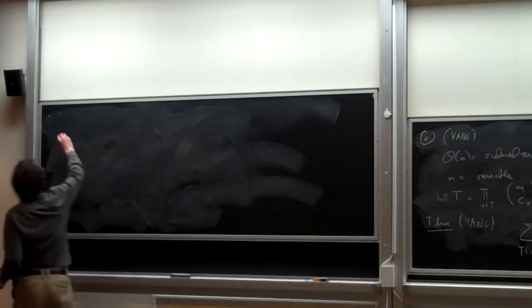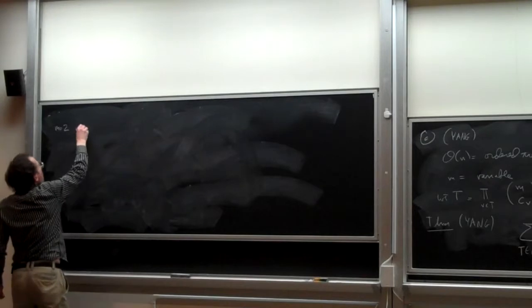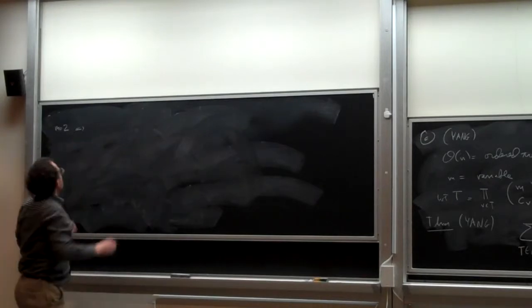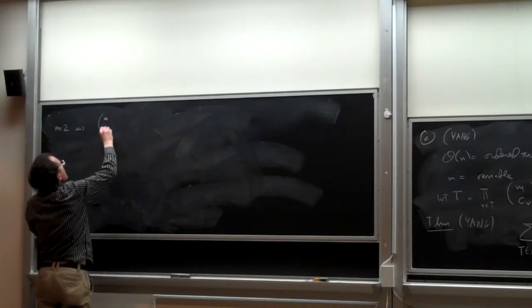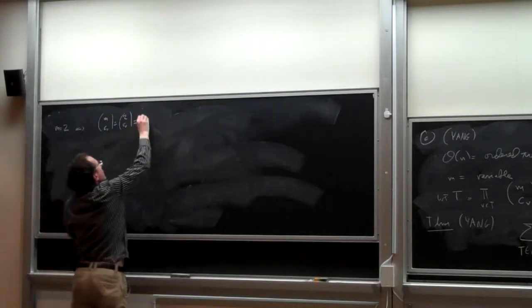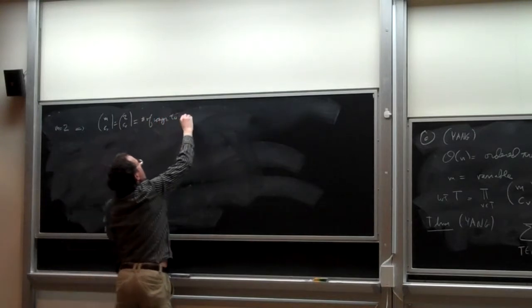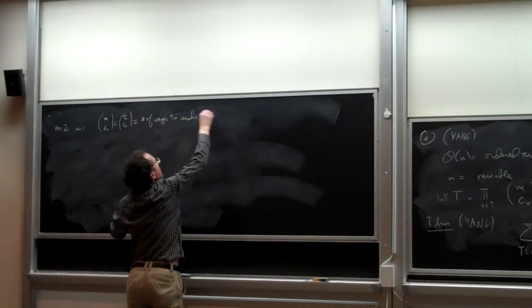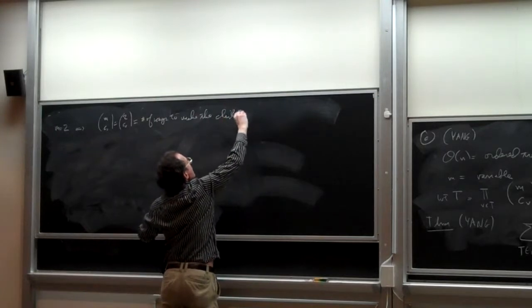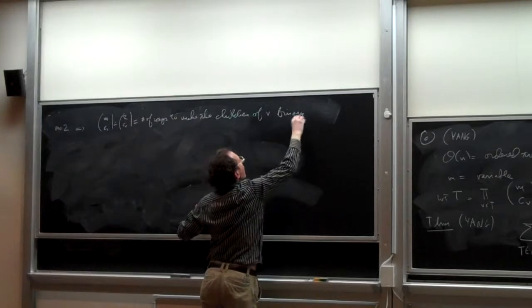Let's think about it. What happens if I say n equals 2? Well, then what is this strange m choose CV? Well, m choose CV is equal to 2 choose CV. And I claim that's just the number of ways to make the children of V binary. What do I mean by that?